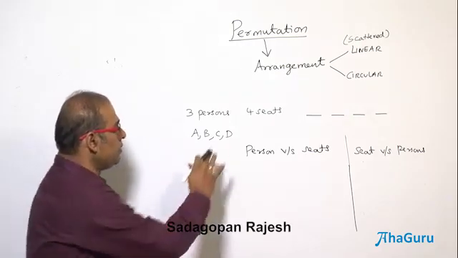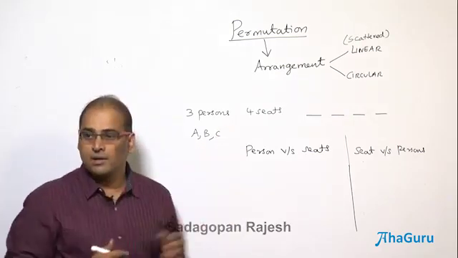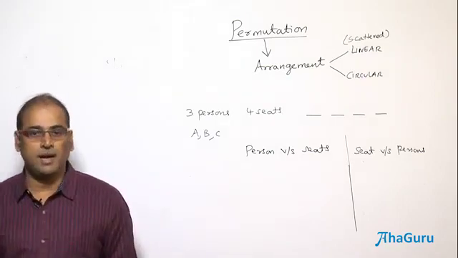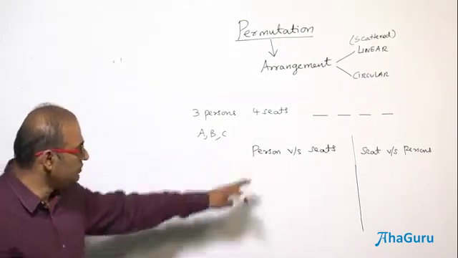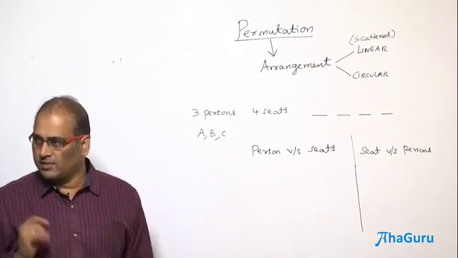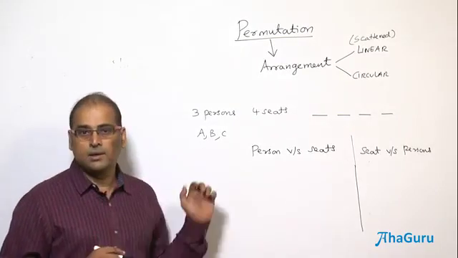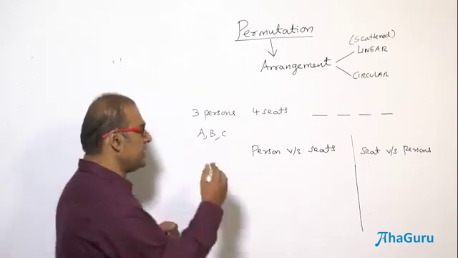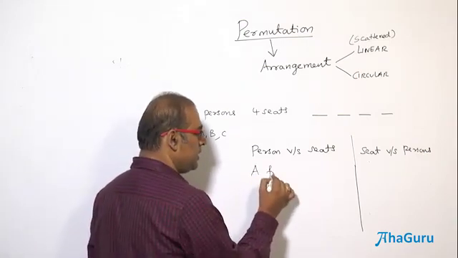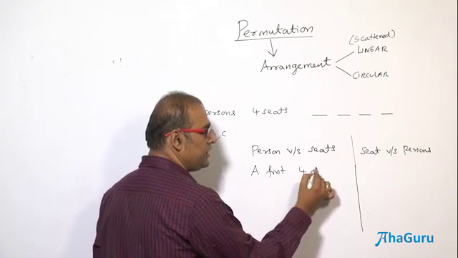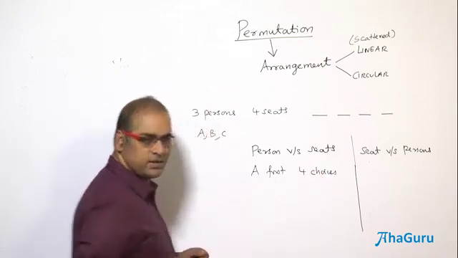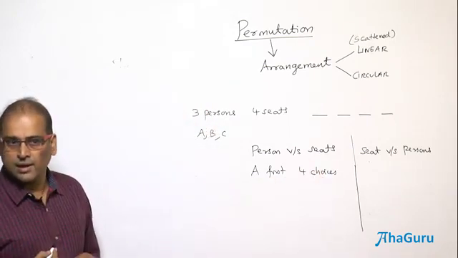So let us take now 3 persons and 4 seats, and we will try to do the same thing. We will do both person versus seats and seat versus person. So we will go after person versus seats. Suppose A is the first person, he occupies any one of the 4 seats in 4 ways. So he has 4 choices, correct?